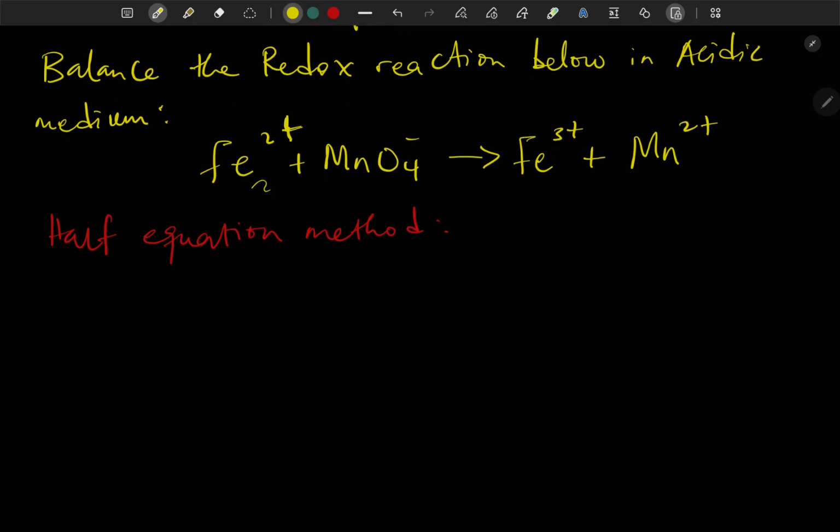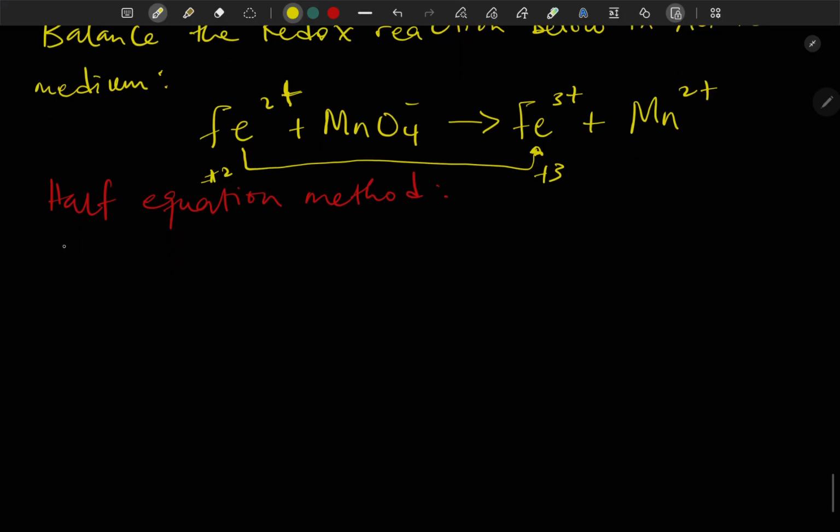If we look at the equation, Fe2+ goes to Fe3+. That is oxidation, because remember that oxidation is an increase in oxidation number. So from +2 to +3, this reaction is oxidation. So we can split this into the half equation: Fe2+ goes to Fe3+, and call this oxidation.